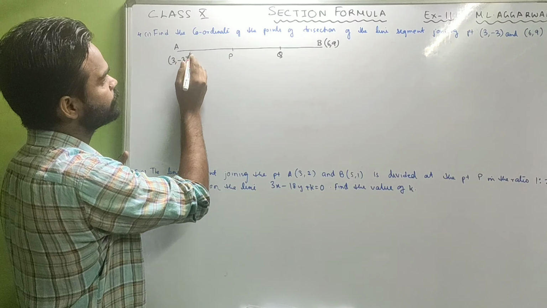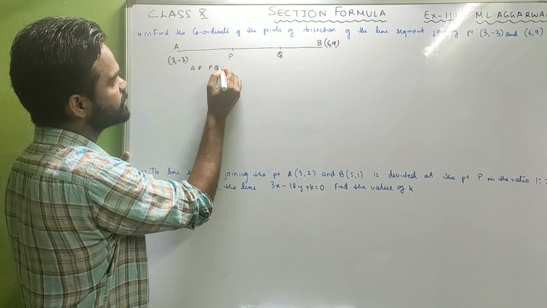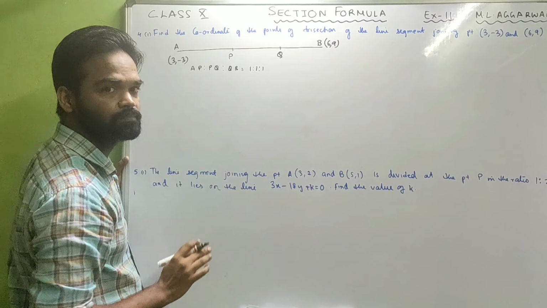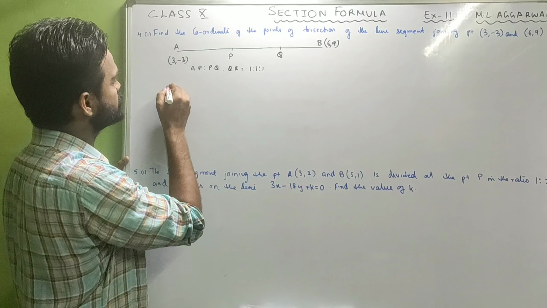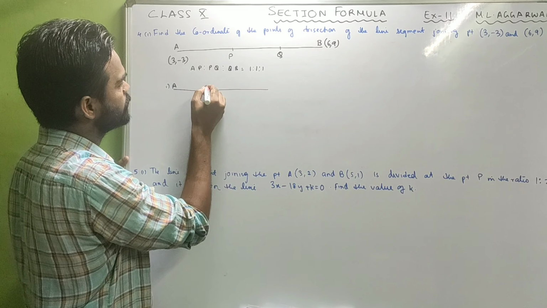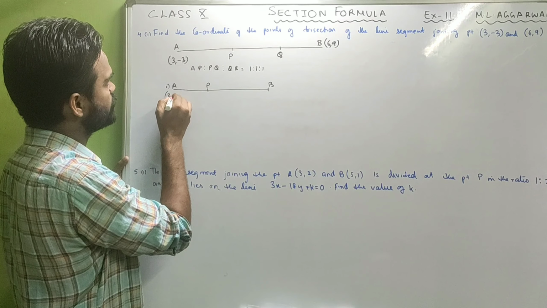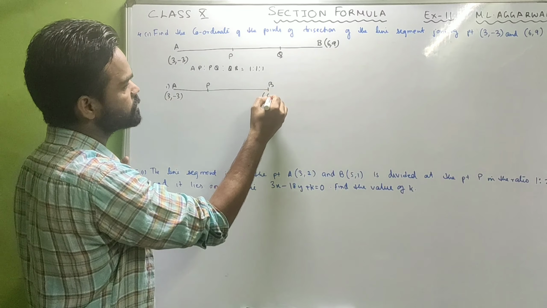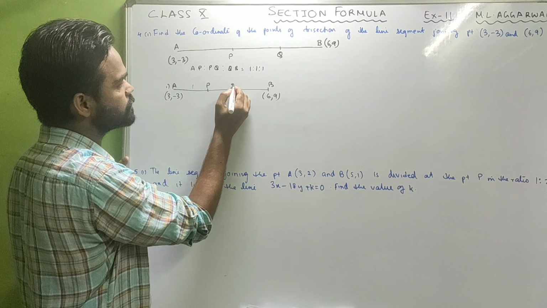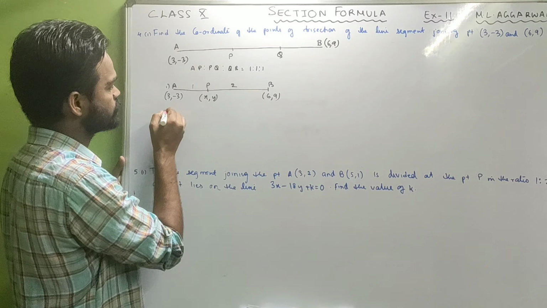Now look carefully. Trisected, which means AP:PQ:QB is 1:1:1. No doubt in that. Which means if I draw A, P and B, this is (3, -3). This is (6, 9), and the ratio AP:PB will be 1:2. And suppose this is (x, y).